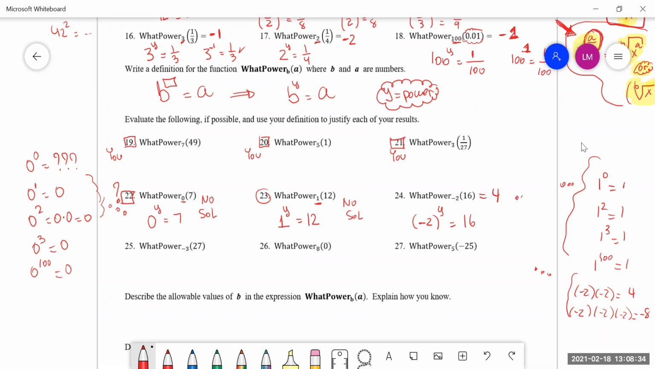So let's put a happy face here. Happy face, there's nothing wrong with a negative base. All right. What power should I take -3 to? -3 to what power gives us 27? Well, I know that -3 squared is 9. I know that -3 cubed is -27, but not a positive 27. So I'm never going to get this. So that's no solution.